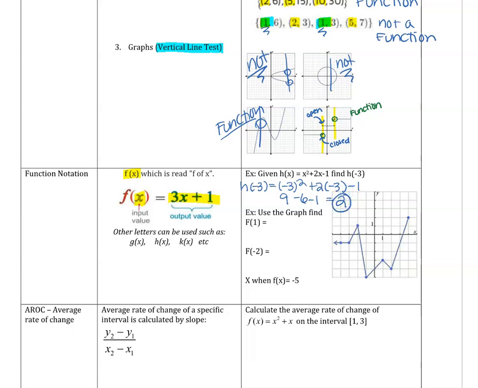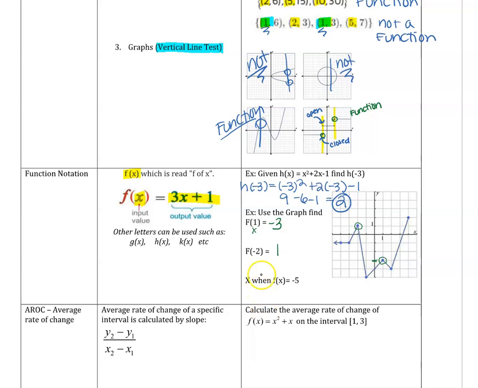On the graph, this is my x value, so I go to x equals 1. I see where it comes out on the graph. Looks like we're coming out at a negative 3, so that would be my answer. Go to negative 2 for the next one. Looks like my output is a y equals 1.